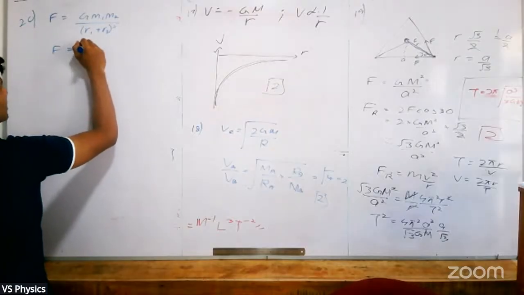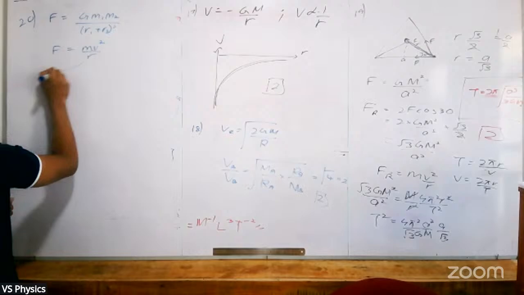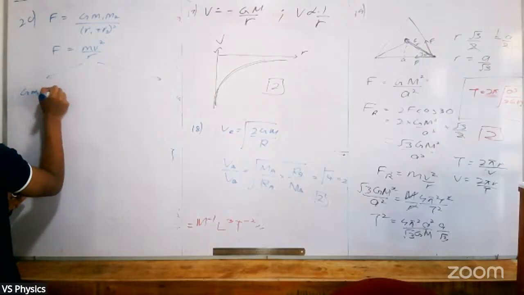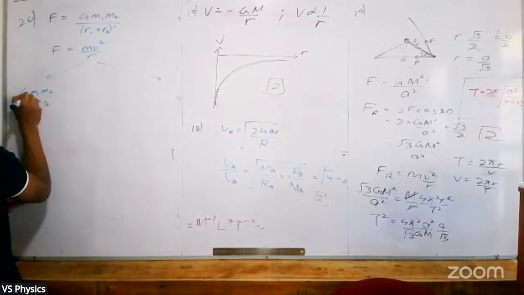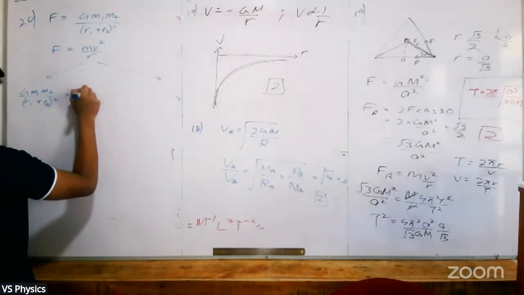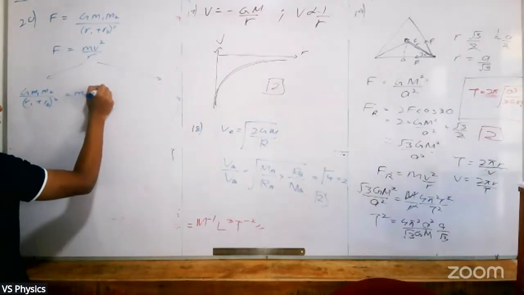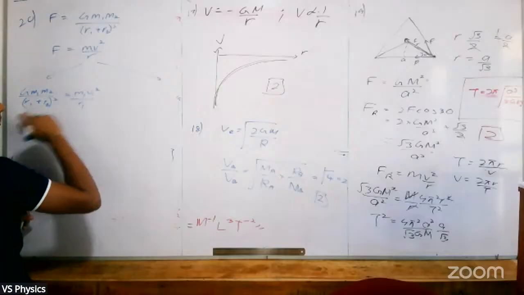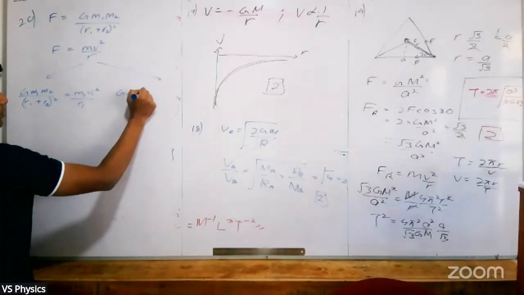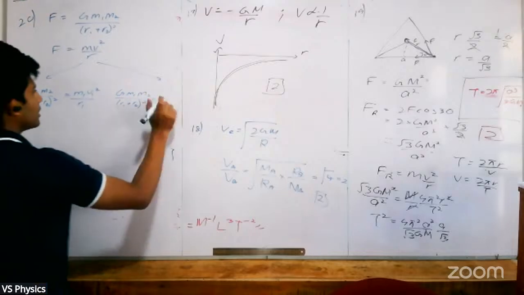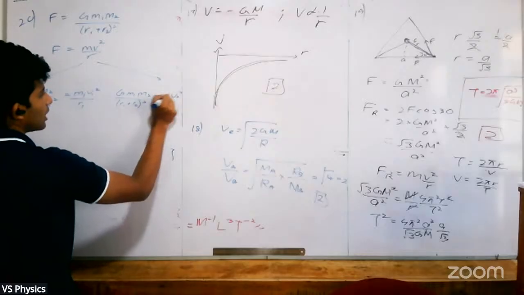We can write F equals m v squared over r, and we can write two equations for this. The first equation is G m1 m2 divided by (r1 plus r2) squared equals m1 v1 squared divided by r1. The second is G m1 m2 divided by (r1 plus r2) squared equals m2 v2 squared over r2.